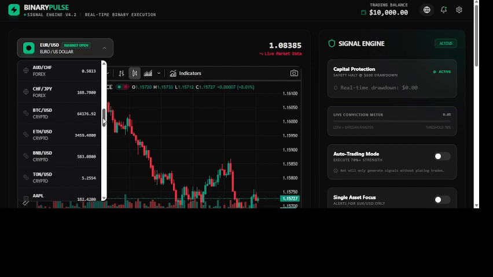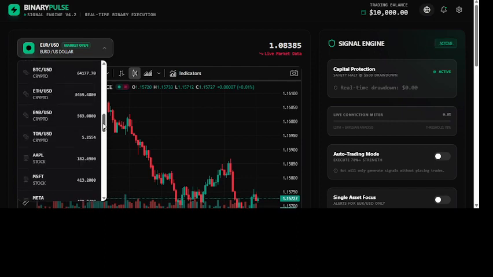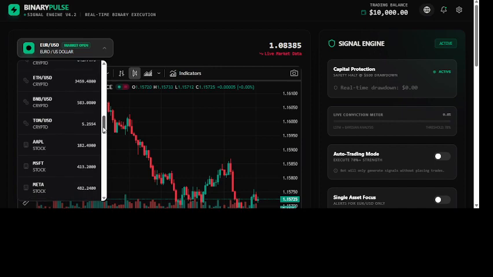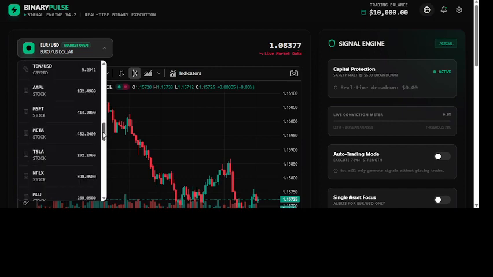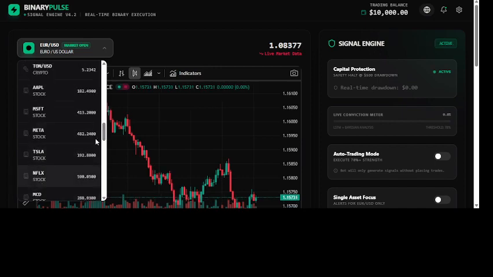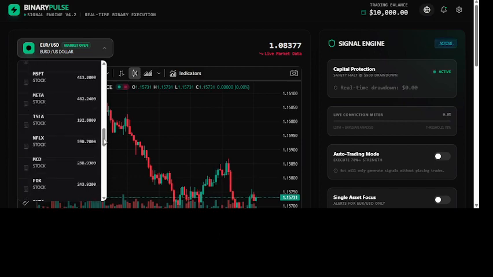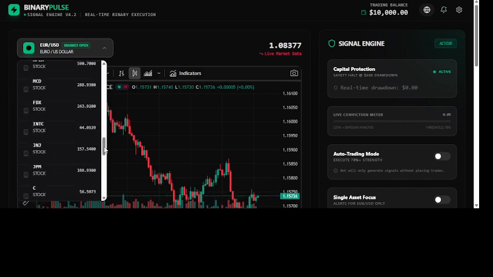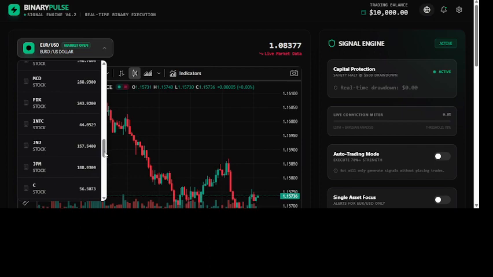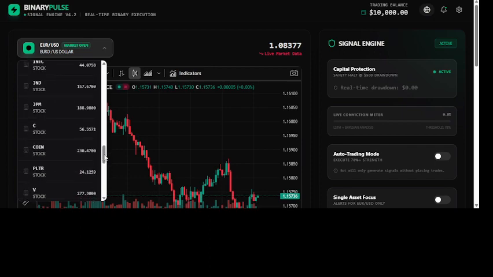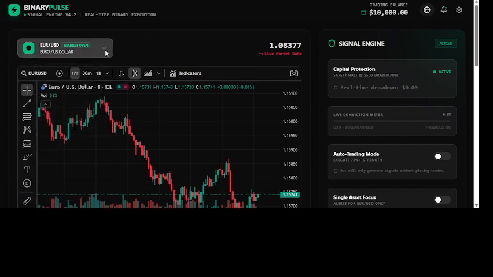In addition to that, I also have programmed the bot to trade major stocks, including Apple, Microsoft, Meta. The stock ticker symbols are here: McDonald's, FedEx, Intel, JP Morgan Chase, Cisco, Palantir, and so forth. Okay, so the bot has quite a few assets available to trade.